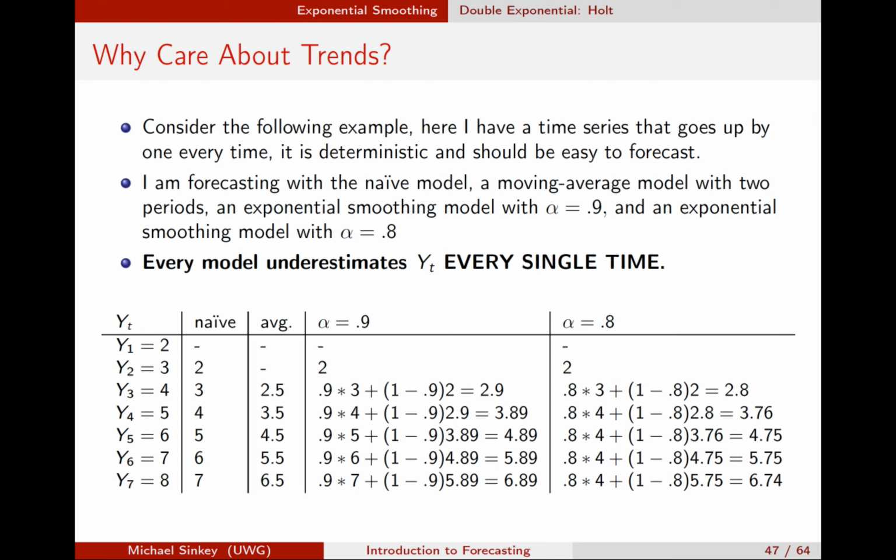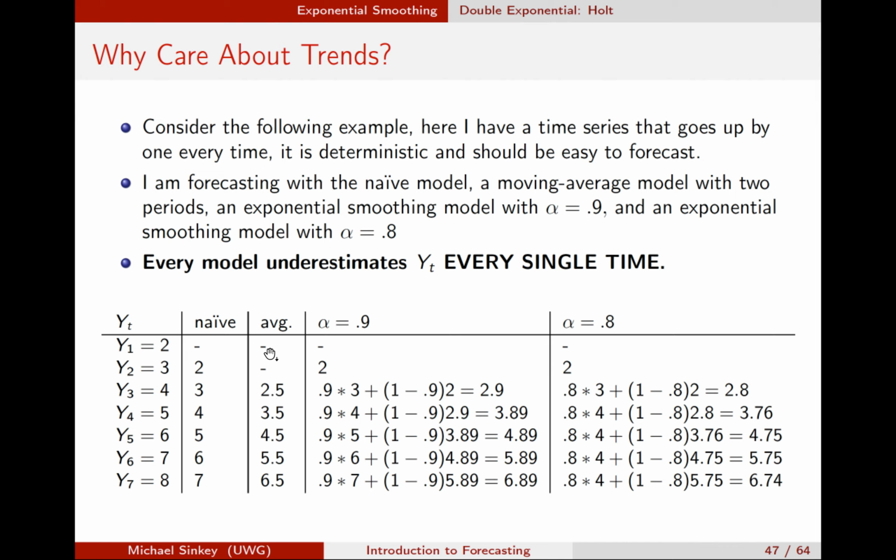So this is a deterministic data series in that the data goes up by 1 every single time. So if I'm making a forecast for period 8, that forecast should be 9. Absolutely should be 9. If you take a look at what Y8 should be, just have a look right here at the bottom left corner of the table. Y8 should be 9. What does the naive predict? 8. Let's see what we get if we do a 2-period moving average.